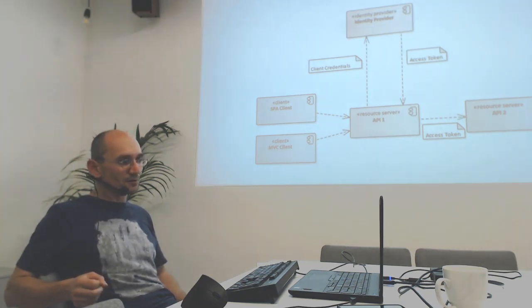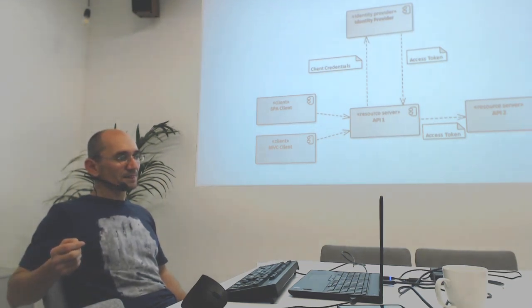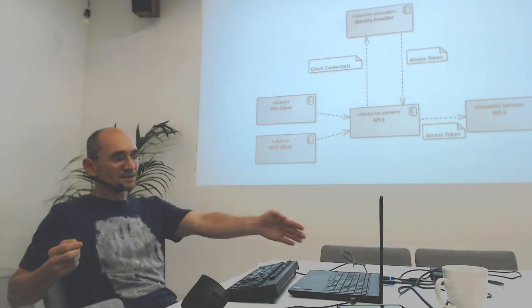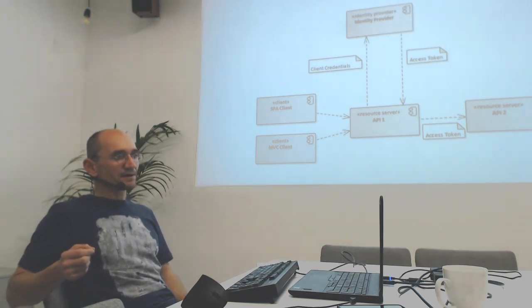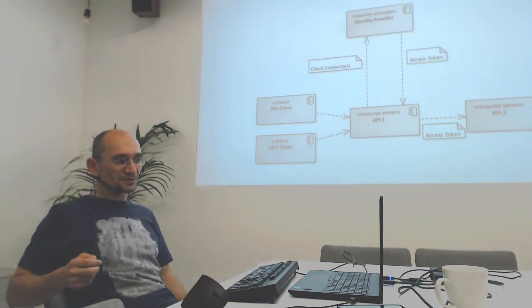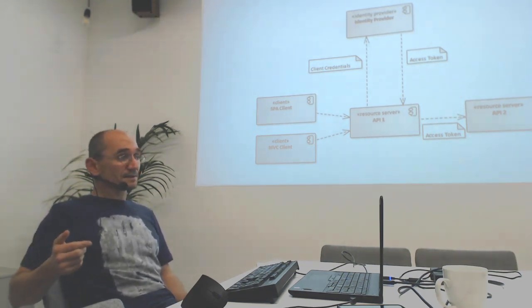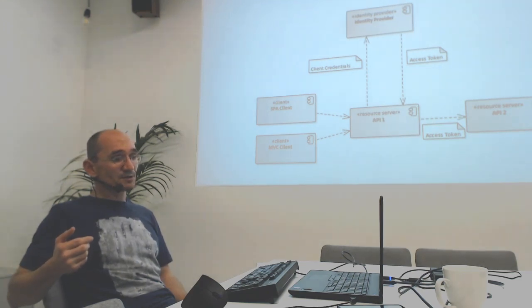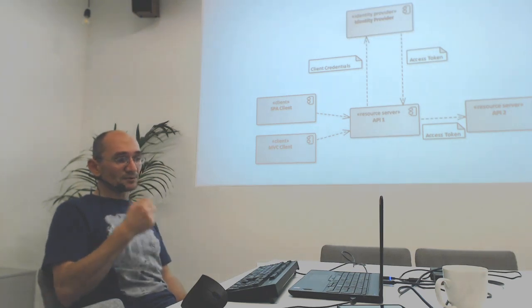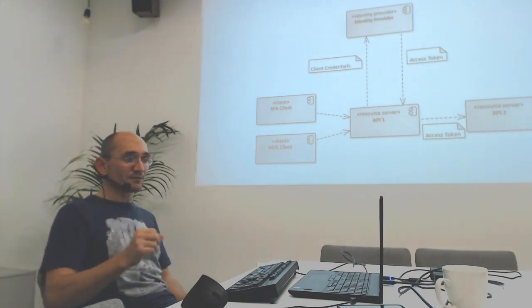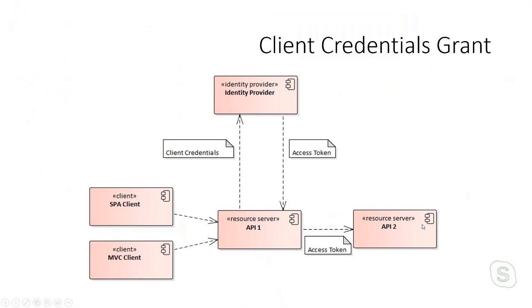It's a very simple flow. Basically, you register your application, which in this case is API 1, with the identity provider, and the identity provider issues client credentials for you, which are your client ID and secret. And when you want to access API 2, you ask the identity provider for the access token. You supply your client credentials, the identity provider gives you the access token, and then you use the access token to connect to API 2.